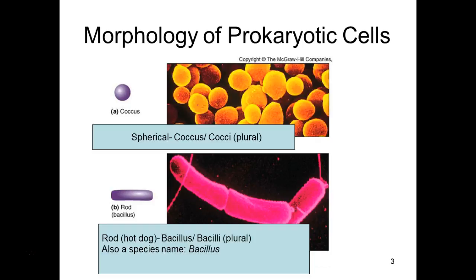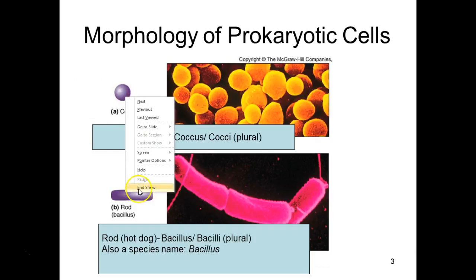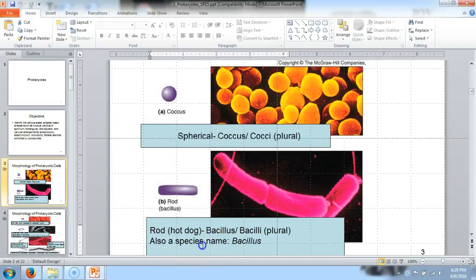Bacilli is plural. Now, another reason why scientists like myself, a lot of times instead of saying bacillus, say rod-shaped, is because Bacillus is actually also a genus name. Right? So, yeah, I know, typo. Genus name.